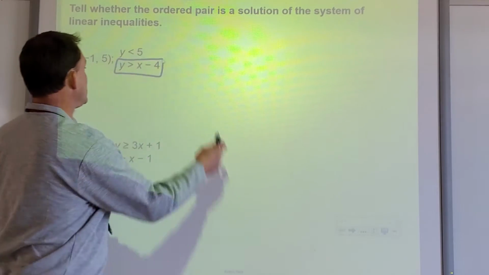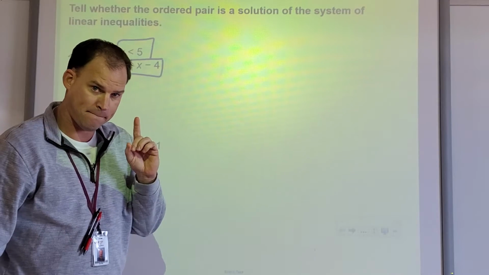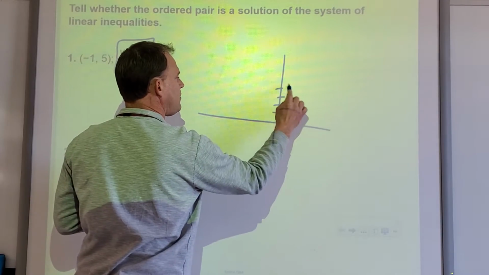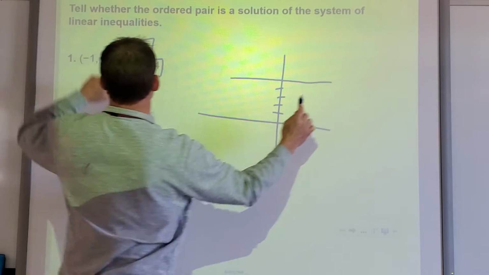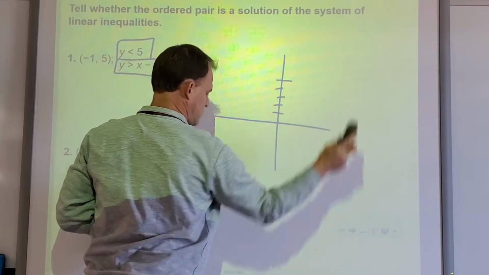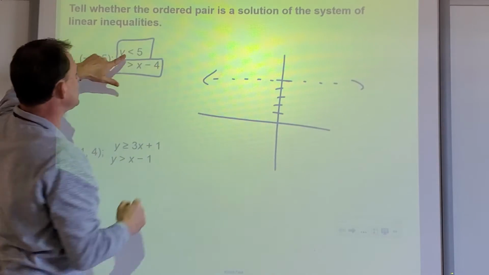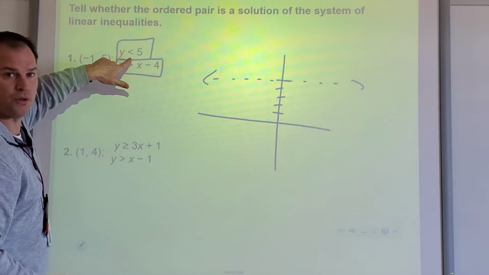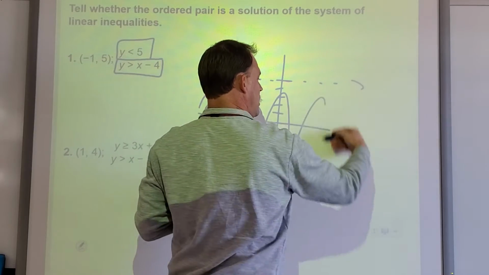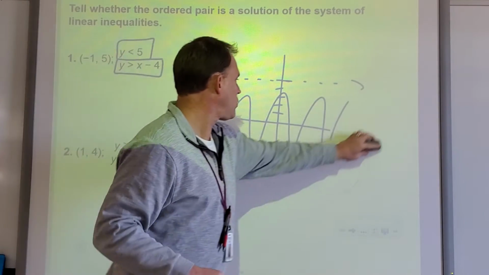Before we go any further, let's remember this. What kind of line is that going to be? So I have a horizontal line at +5. It is a dashed line. And is this telling me it's going to be above or below the line? Okay, is it less than, so it's below the horizontal line. All right, so that's our quick refresher.